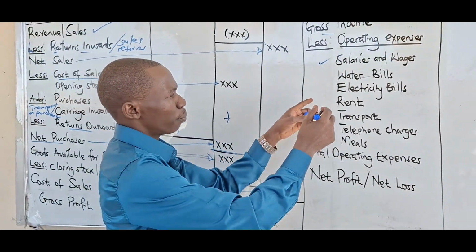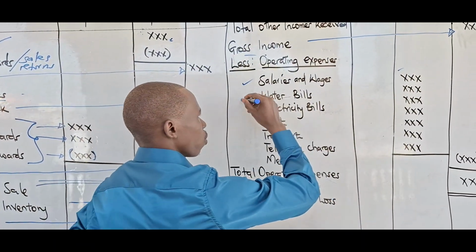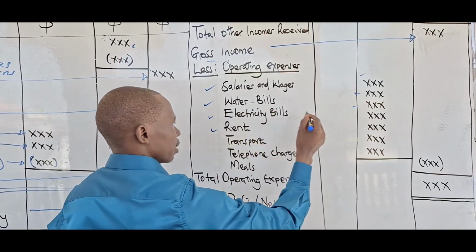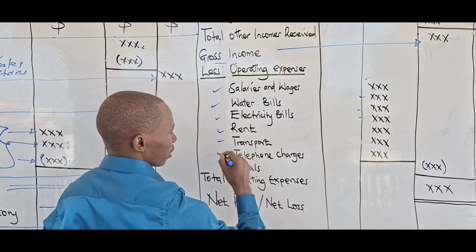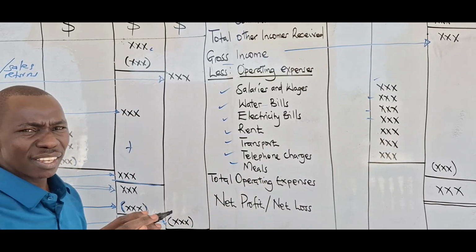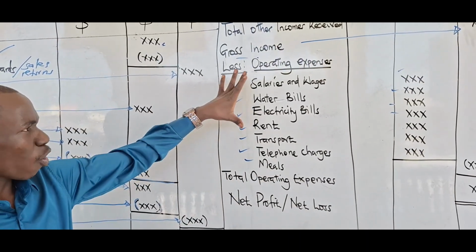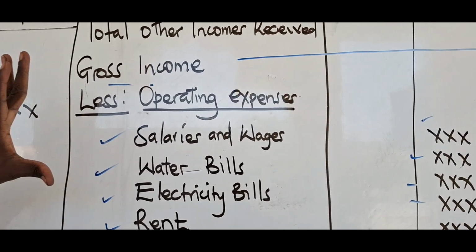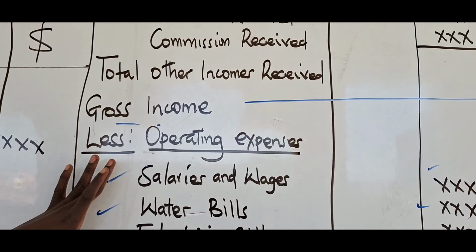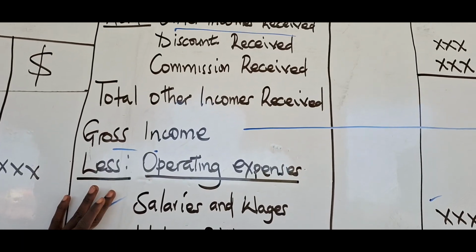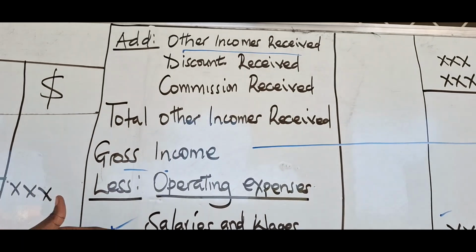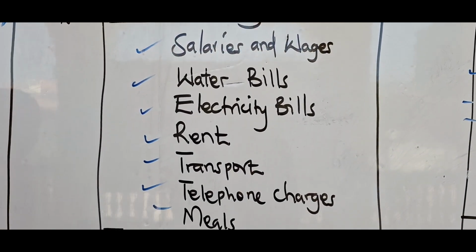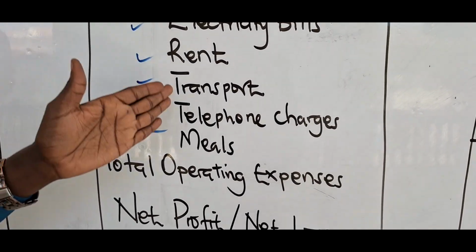You bring water bills if given, you bring electricity if given, rent, transport, telephone charges, meals, etc., even others. I'm not saying these are the operating expenses you must include in your income statement, but I'm looking at any operating expense you incur in your business to run the business. So it may not be salaries, may not be water bills, but you look at your business. Which expenses are you incurring to operate, and you outline it here.